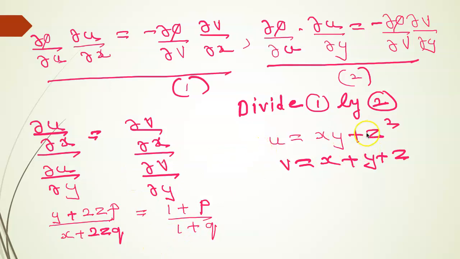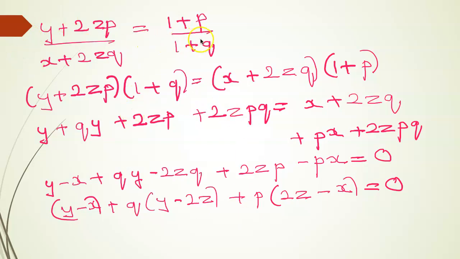Del v by del x, you're differentiating with respect to x, so it will give you 1 plus p, and del v by del y will give you 1 plus q. Because del v by del x is 1 plus del z by del x, which is p, and del v by del y is 1 plus del z by del y, which is q. So we have this equation, y plus 2zp by x plus 2zq is 1 plus p by 1 plus q.